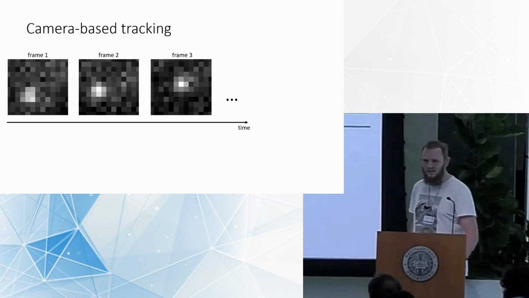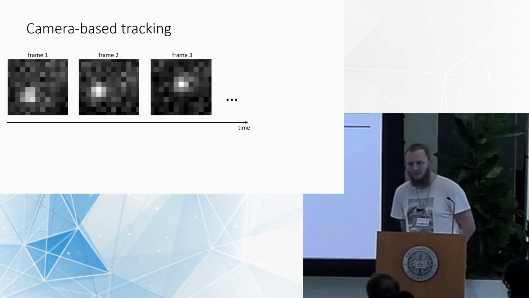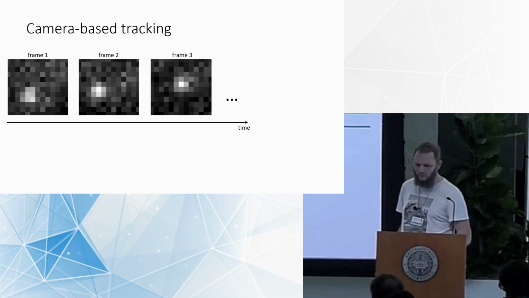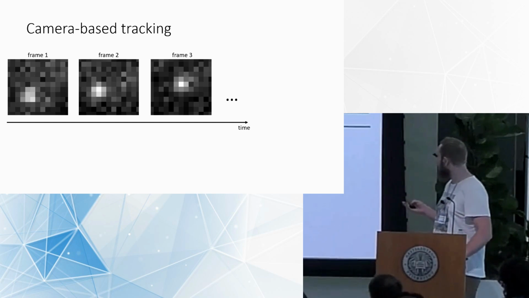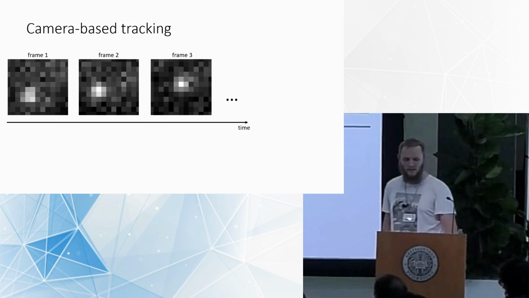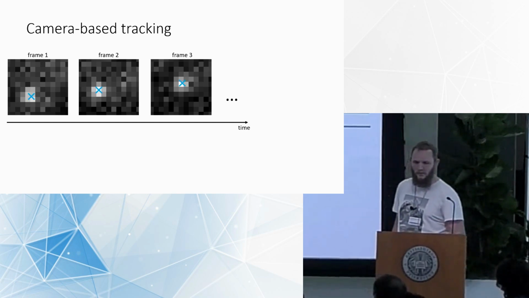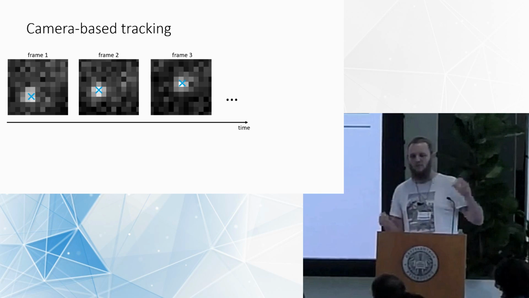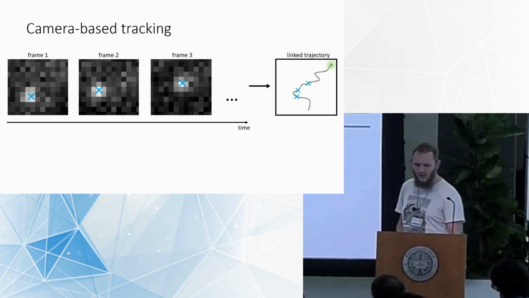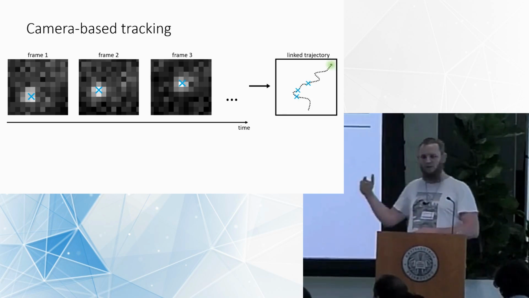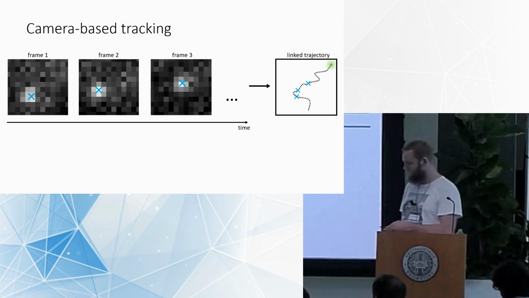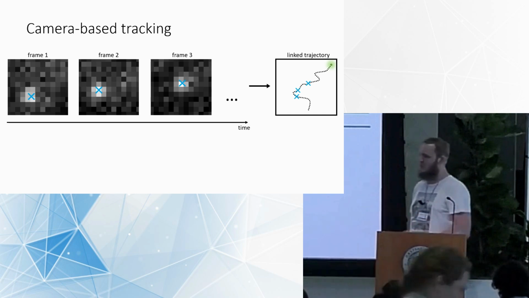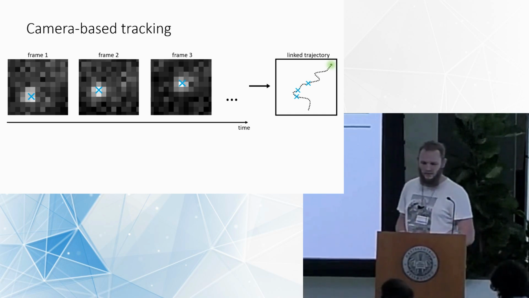To do so, let's start out with how the conventional tracking works as a very brief overview. Here are snapshots from the movie that I showed before. You can identify by eye one particle here. We can run a localization algorithm on this, and in each frame individually localize this particle. And then, in a post-processing step, we link these localizations together into a trajectory. And it looks something like this.